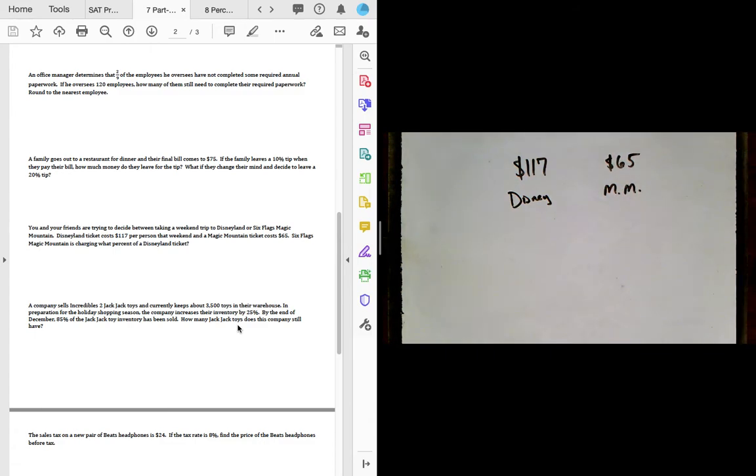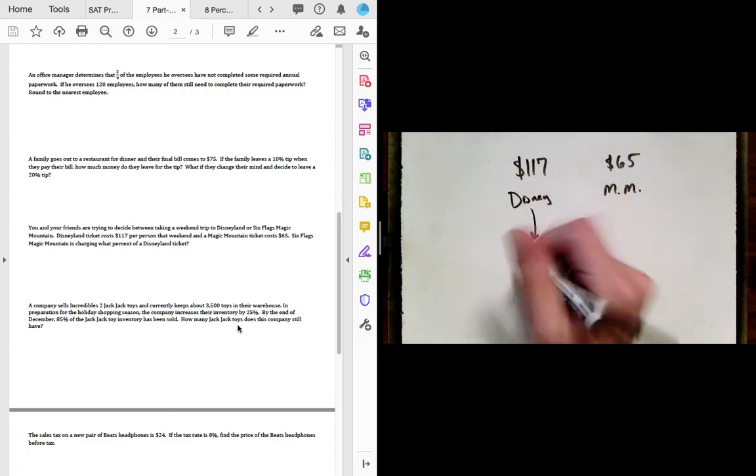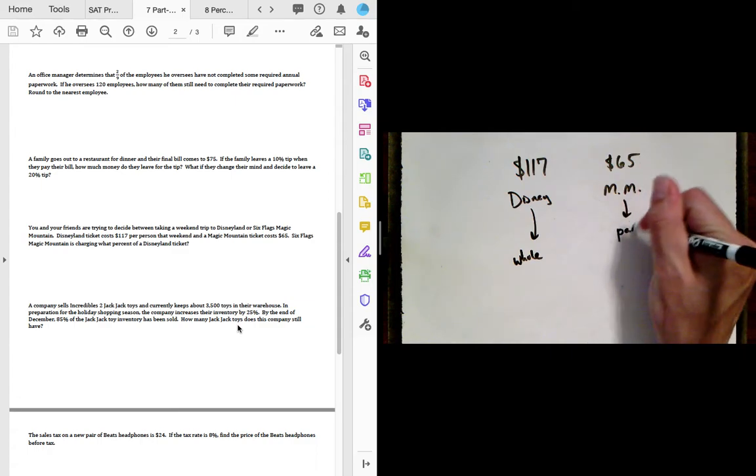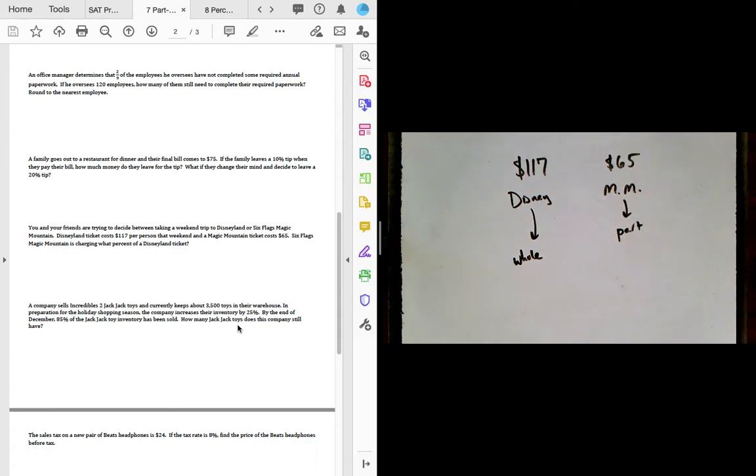And it says Six Flags Magic Mountain is charging what percent of a Disneyland ticket? So what percent is telling us that we need to make a portion out of this. We have a part and we have a whole. Naturally, because we're comparing it to Disney, we're referring to Disney as the whole here. I'm referring to Magic Mountain as the part. And so according to our triangle, which I just got rid of, we should be dividing here, part divided by whole.